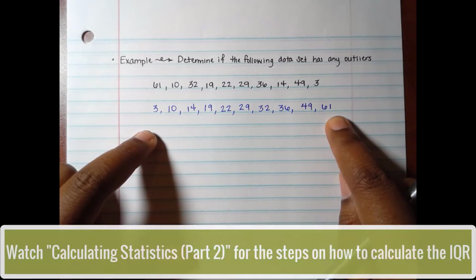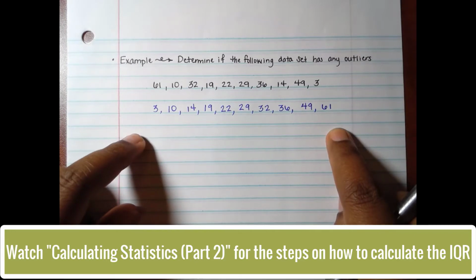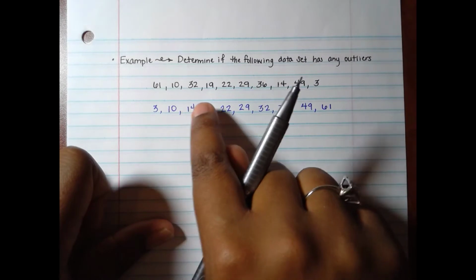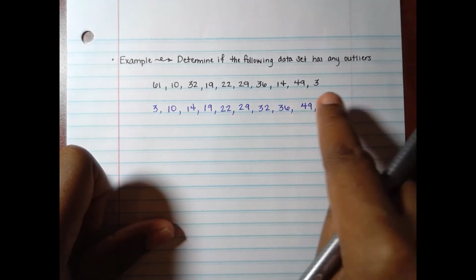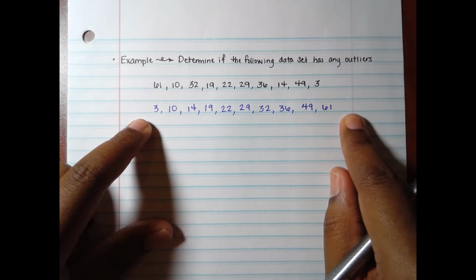So to find the IQR, we put them in order from least to greatest. And the second step will be to find the median. 1, 2, 3, 4, 5, 6, 7, 8, 9, 10. I have 10 numbers here. So that means I'm going to have 2 numbers in the middle.